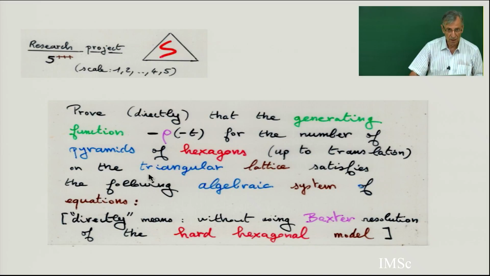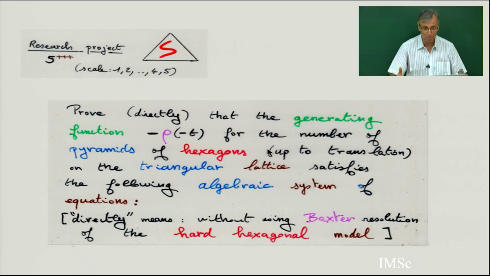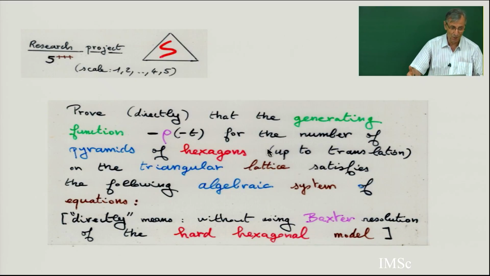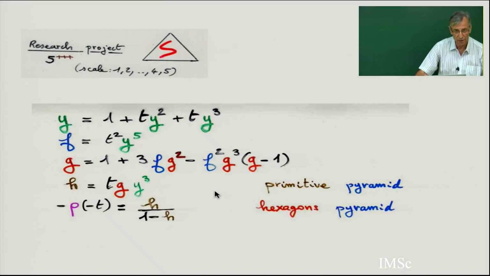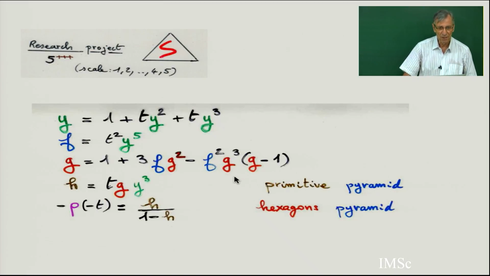So I'm going to show you the system. So prove directly, without going through the machinery of Baxter, because this is a simple commutative problem. What is the number of pyramids of hexagons? Show its generating function is algebraic. So the research project is to show that it's a solution of the following algebraic system of equations. Here is the system of equations. So it's very nice, you see.